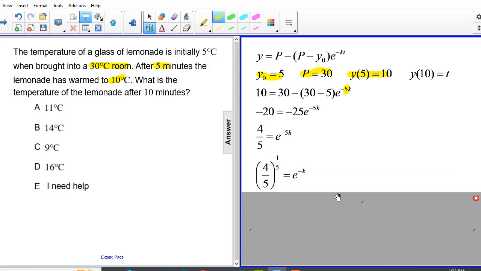The next step involves raising both sides to the 1/5 power to get 4/5 raised to the 1/5 power is equal to e to the negative k power. I'm sorry, I meant e to the negative k power, not kt power.